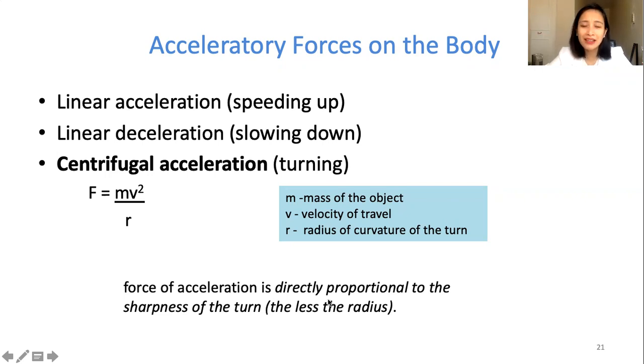So I hope you got that. In this formula, it's indirectly proportional to the radius. So the less the radius, the greater the force, because the less the radius, the sharper the turn is. Okay?